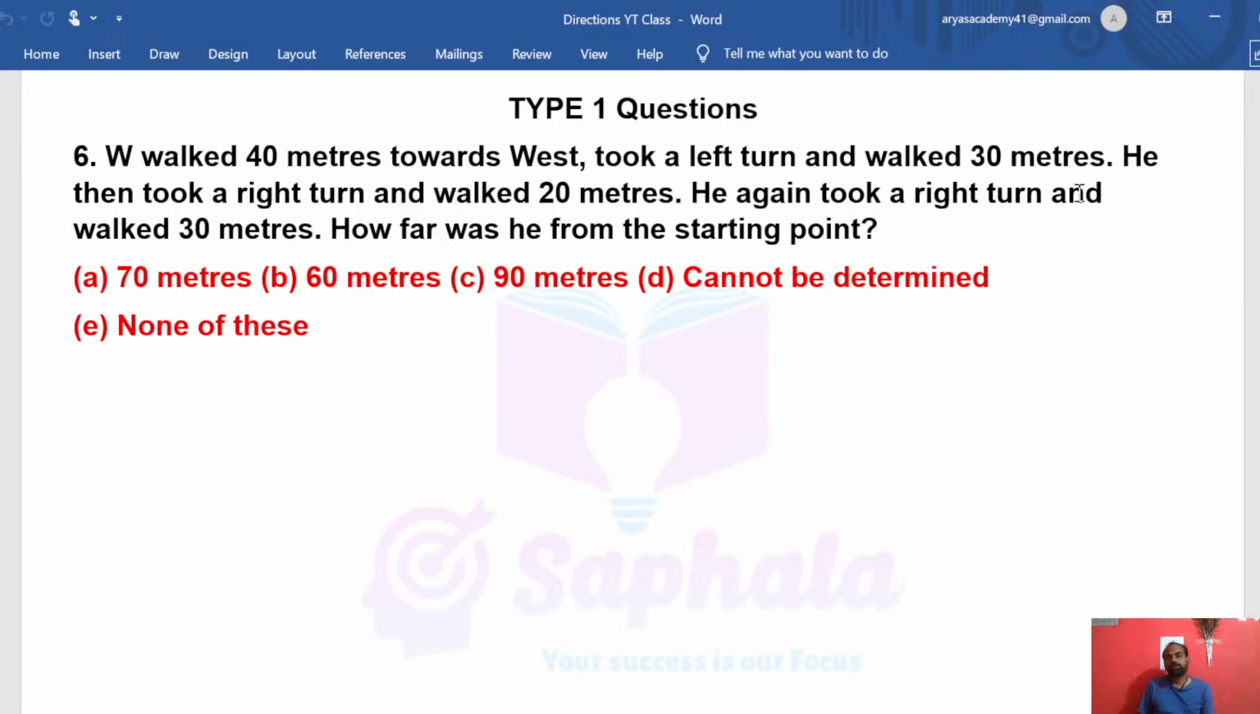Answer: 60 west. In this question they are not demanding the direction, but if you can answer the direction as well, that is good. Okay, let me do it.